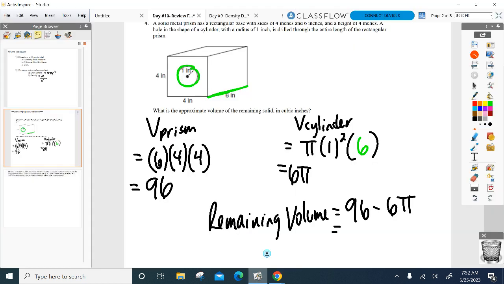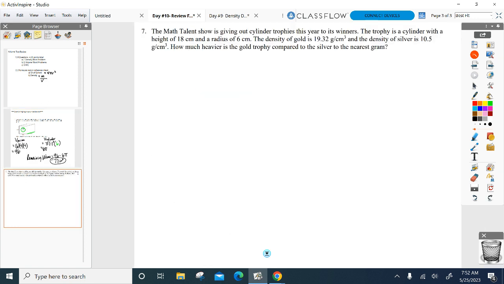What's left? 77. 77 cubic inches. Good. So that could be a volume type question tomorrow. All right. Density. Let's go over a density one. Number 7. This could be a density type word problem tomorrow.